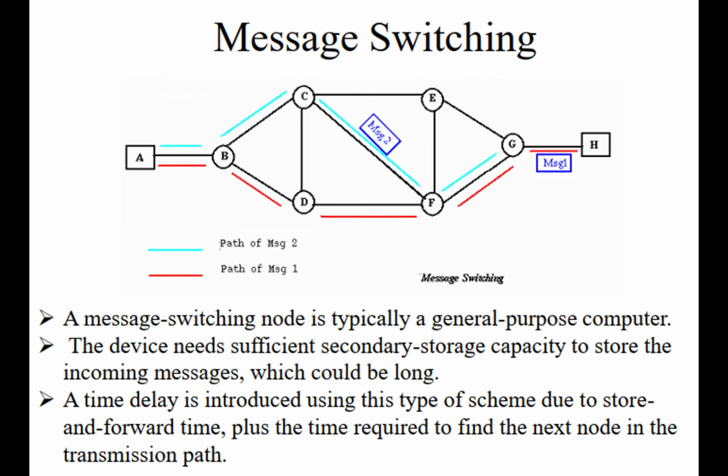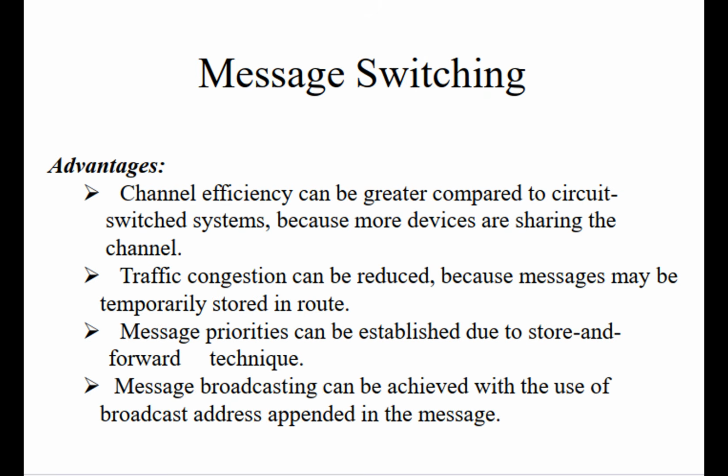Message switching. A message switching node is typically a general-purpose computer. The device needs sufficient secondary storage capacity to store the incoming messages, which could be long. A time delay is introduced using this type of scheme due to store and forward time, plus the time required to find the next node in the transmission path. Message switching advantages: channel efficiency can be greater compared to circuit-switched systems, because more devices are sharing the channel.